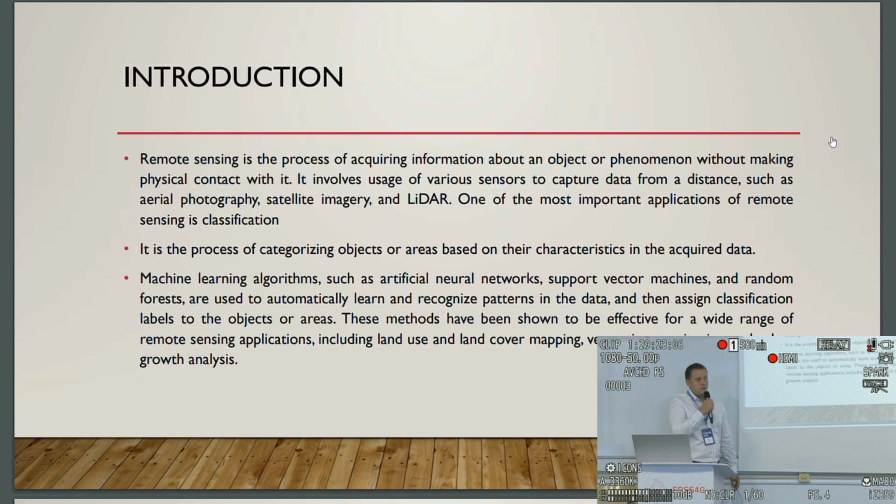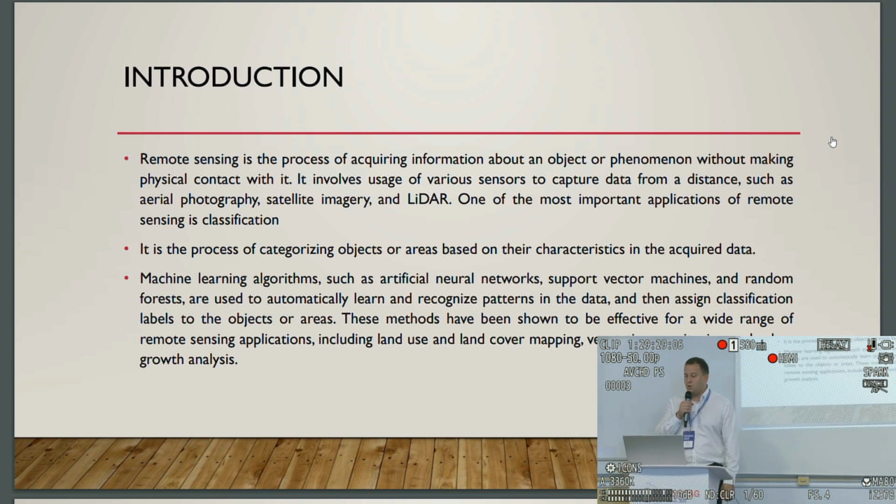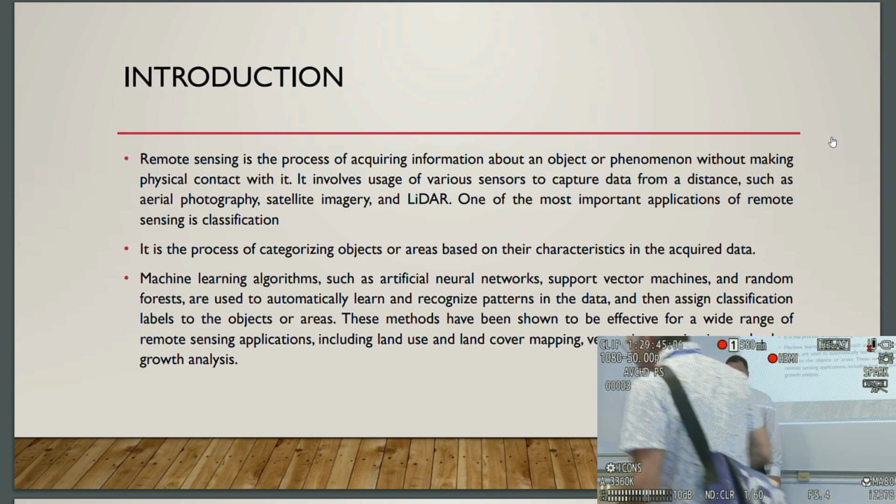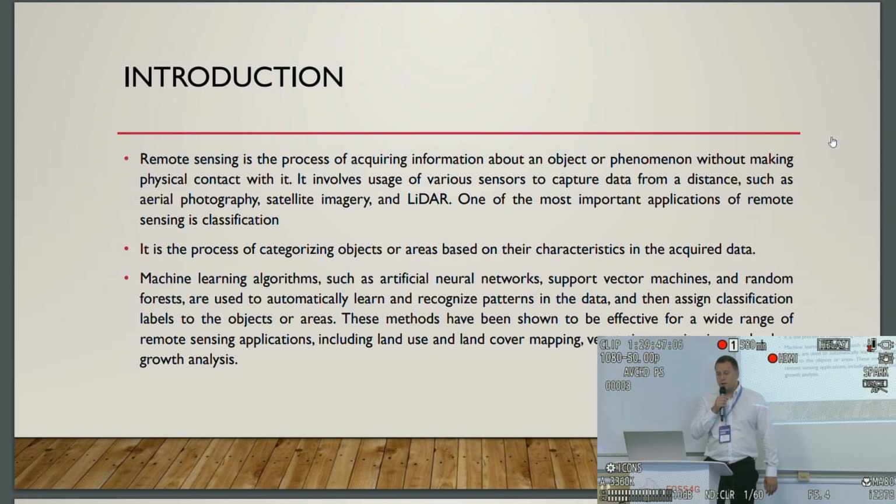Basically, what is remote sensing? Everybody who is dealing with it knows that this is the process of acquiring information about an object or phenomenon without making physical contact with it. And one of the most important applications, we heard it in the last presentation, is classification, which is the process of categorizing objects or areas based on their characteristics in acquired data.